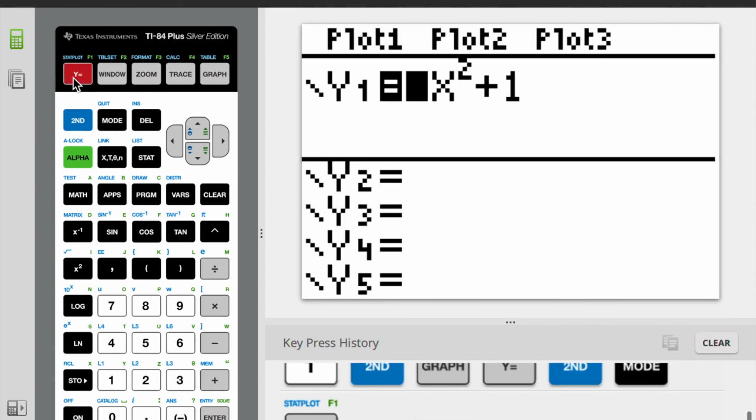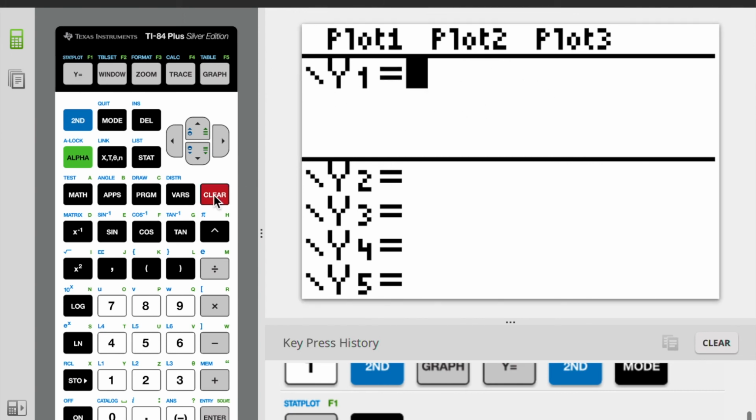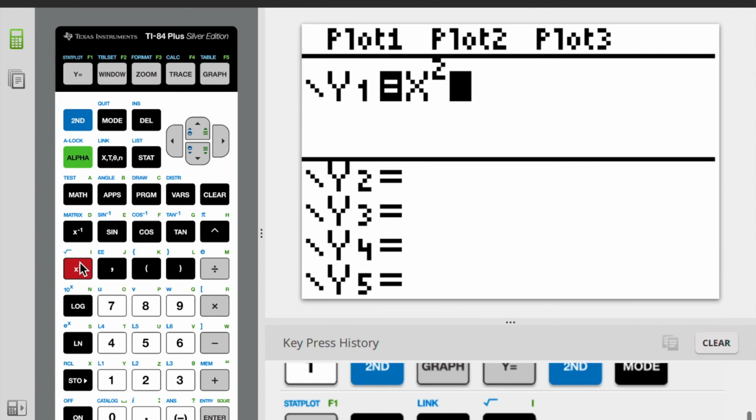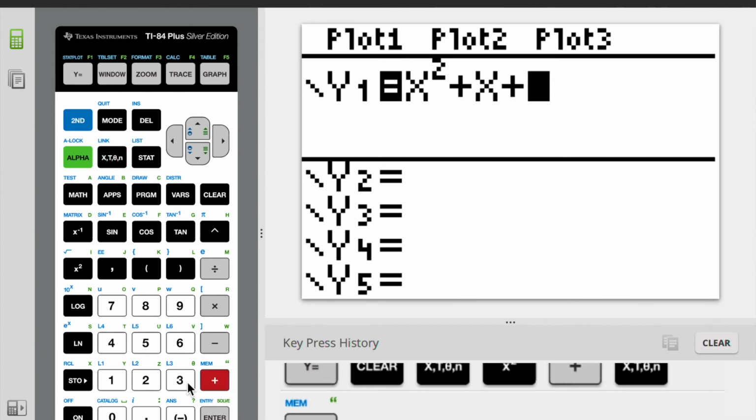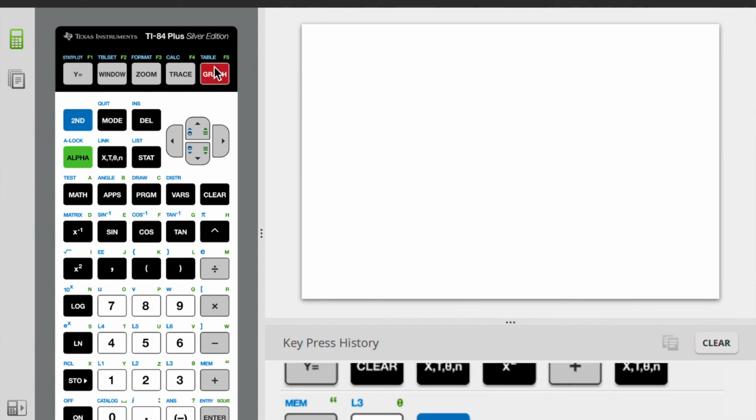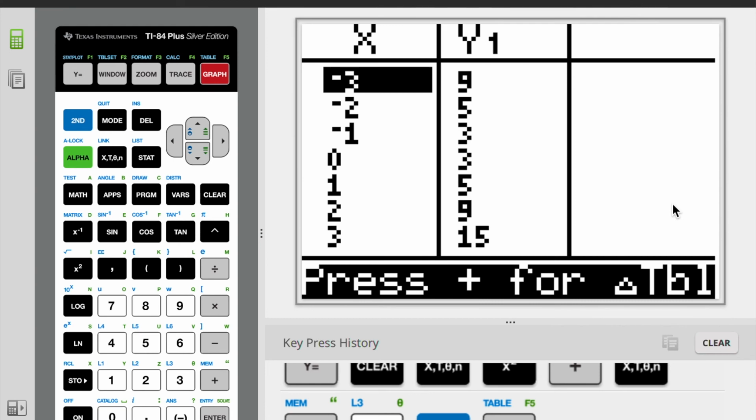You want to type this function into your calculator by pressing y equals. You probably have your last function in there. Just clear it out to get rid of it. And then you just want to type in this function. So x squared, press this x squared button, plus x plus 3. And then to create your table, second graph. Wonderful, you have your table for you.